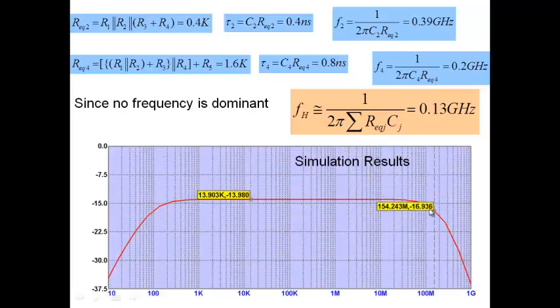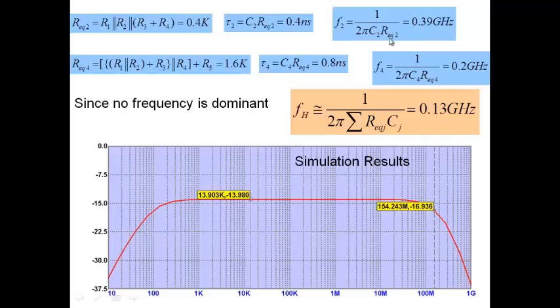All right, how good is this approach? Well, we do circuit simulation. If I do circuit simulation and I calculate the 3 dB frequency, what do I find? 0.154 gigahertz is the actual 3 dB frequency, and our approximate method gives us 0.13 gigahertz. Again, not bad. There are errors involved, but note that the procedures are simple, and I will get an analytical expression.